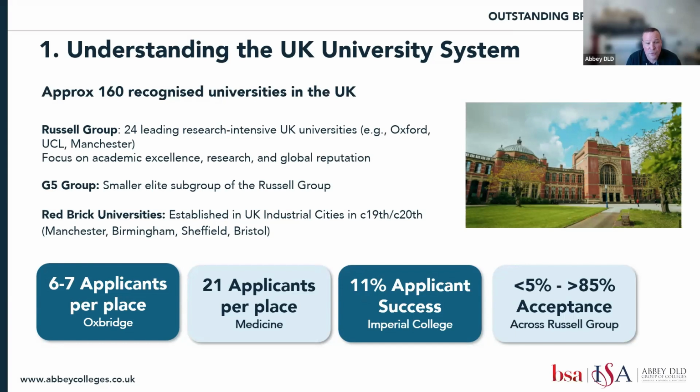So you can see some stats I've just put at the bottom of the screen there just to give you an idea of the level of competitiveness. If you're applying to Oxbridge, across all their courses, there are about 6 or 7 applicants for every place that is available. That is a broad assessment across all of their undergraduate courses. If you go into courses like medicine, for example, or perhaps engineering, it becomes much higher. So you can see actually in some cases it's over 20 applicants per place. So it's incredibly competitive to get into these universities.